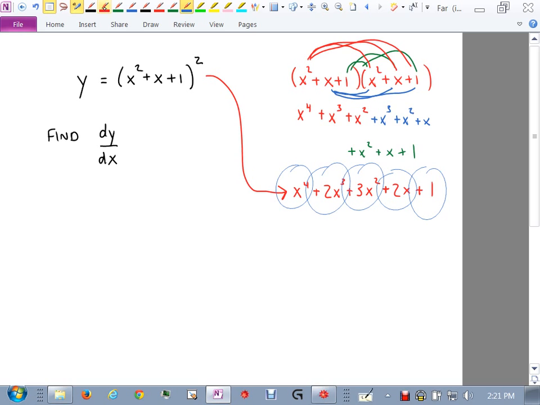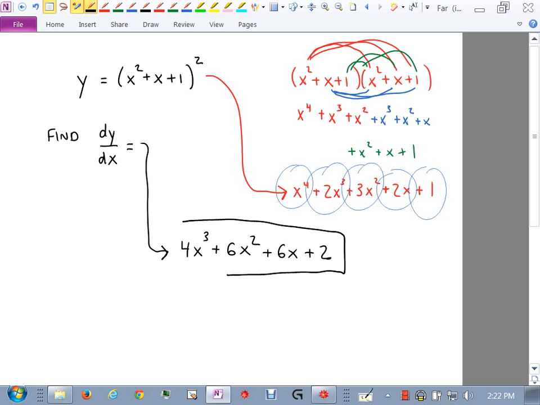So what is the derivative of x to the 4th? 4x to the 3rd. What's the derivative of 2x cubed? 6x squared, so plus 6x squared, right? What's the derivative of 3x squared? Plus 6x. What's the derivative of 2x? Just 2, right? What's the derivative of 1? 0. That's my derivative.